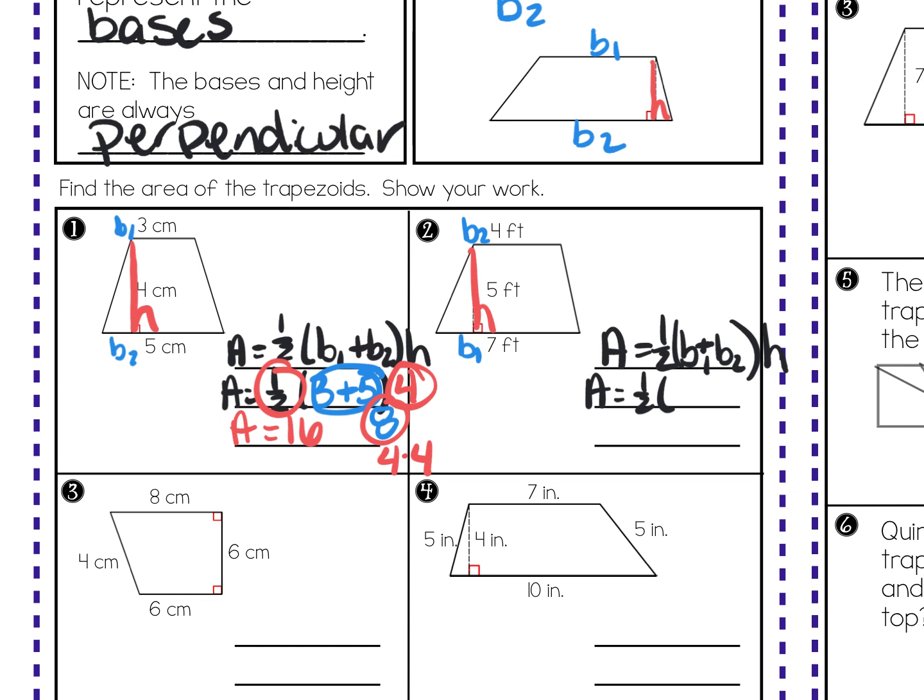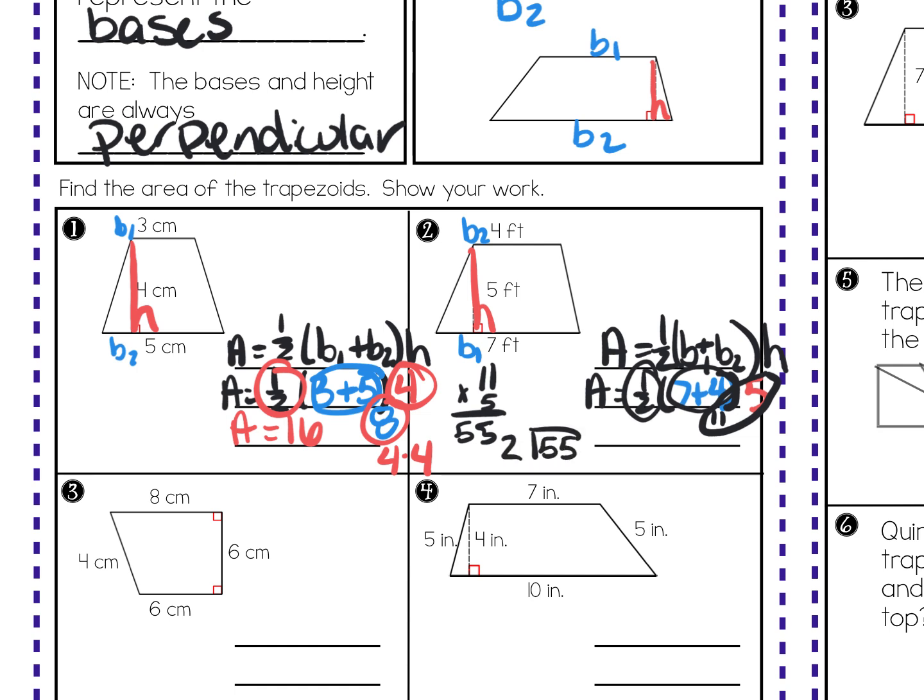So then we have 7 plus 4, and then times the height, which is 5. So we're going to do the parentheses first. 7 plus 4 is 11. And then it's not easy for me to find half of 11 or half of 5, so we're going to save the half for later. Let's multiply 11 times 5. 11 times 5 is 55. Then we still have to do the half. We can't forget about that. So that means to divide it by 2.